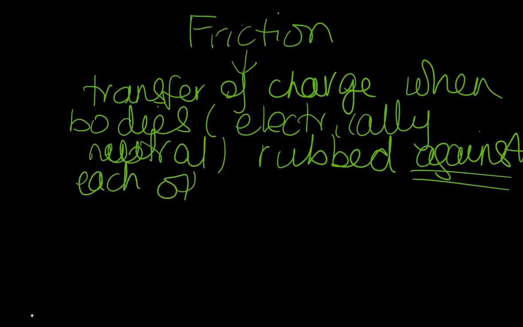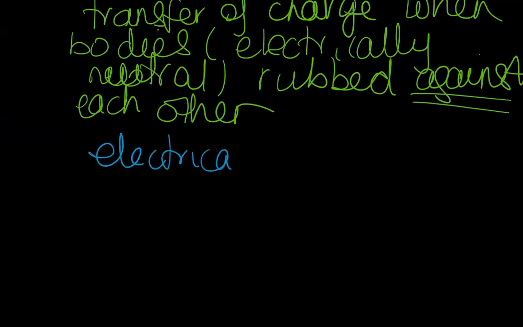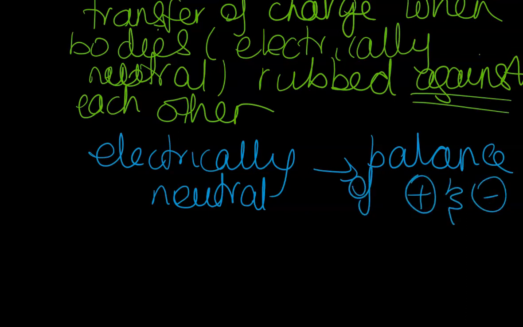Now, when you talk about charging by friction, before we get into the actual process, you have to understand what electrically neutral means. Electrically neutral is where you have a balance of positive and negative charges. So if you have no overall charge, but you have a balance of positive and negative charges, then the body is considered to be electrically neutral.